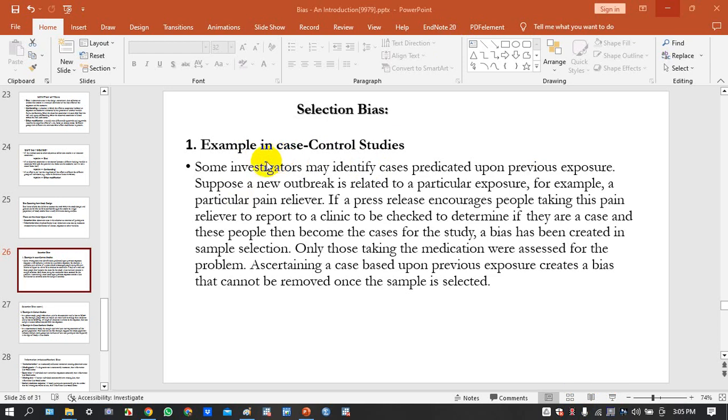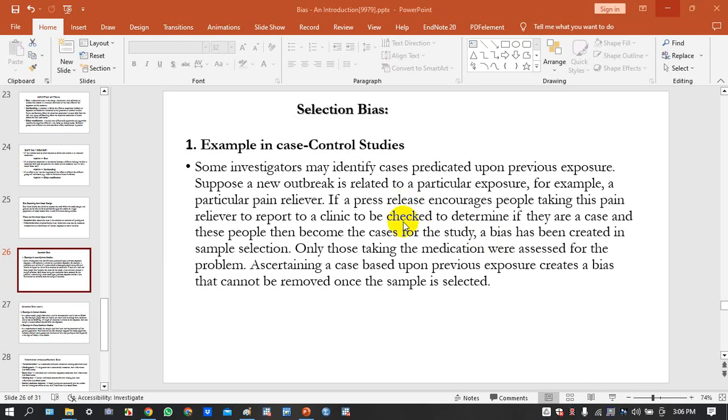So in case control study, some investigators may identify cases based upon previous exposure. Suppose a new outbreak is related to a particular exposure, for example, a particular pain reliever or painkiller like paracetamol or ibuprofen. If a press release encourages people taking this pain reliever to report to clinic to be checked to determine if they are a case, and these people then become the cases for the study, a bias has been created in sample selection. Why? Because you cannot just pick these people to become cases straight away.